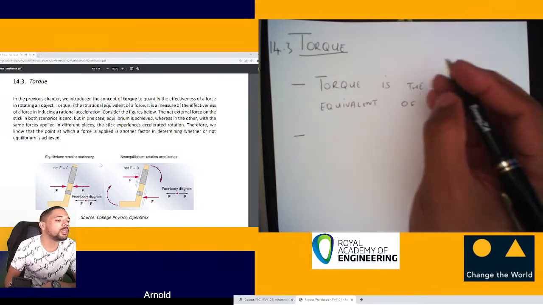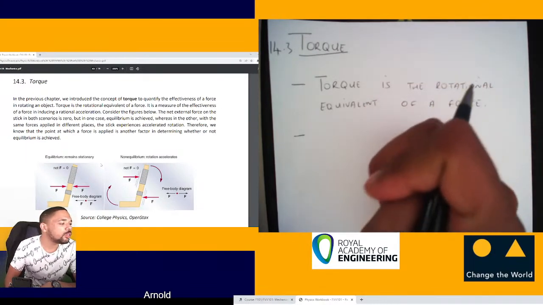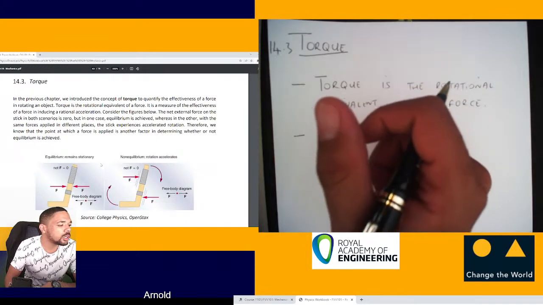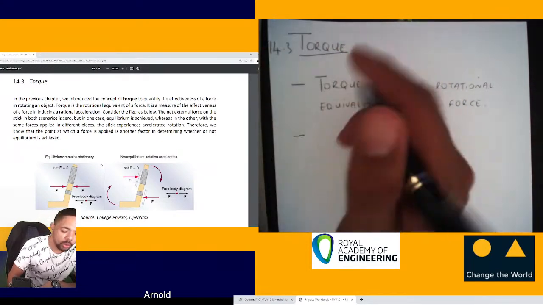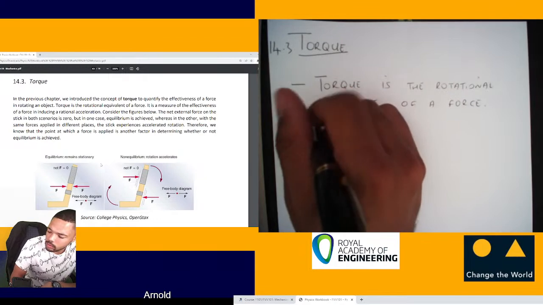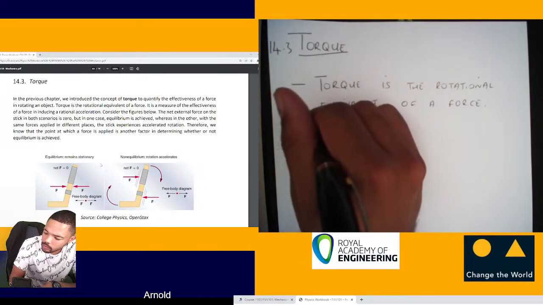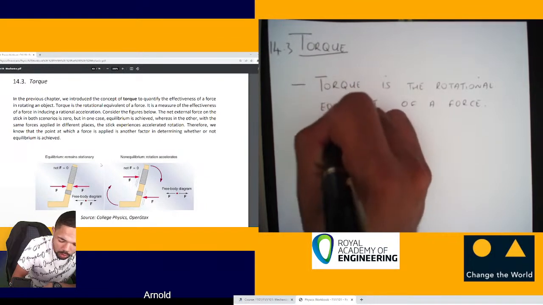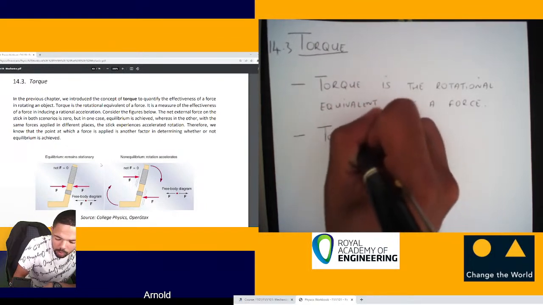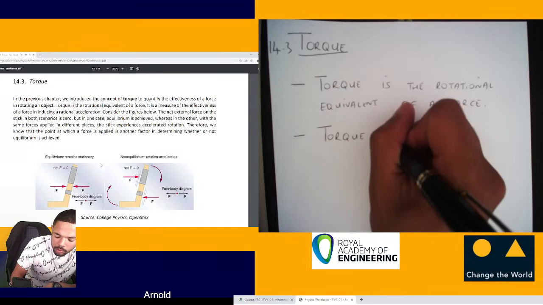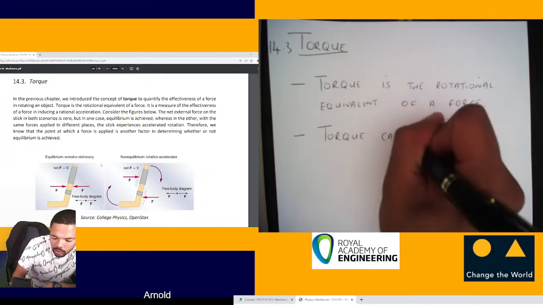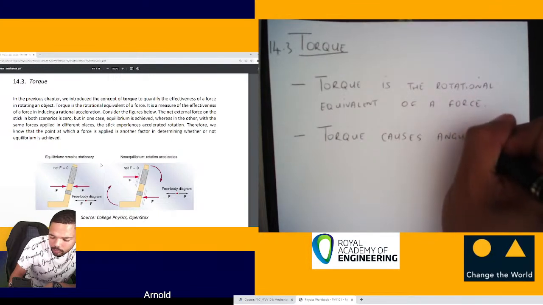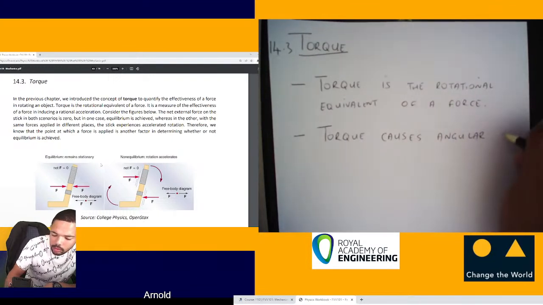It is a measure of the effectiveness of a force in inducing rotational acceleration. So torque causes angular acceleration.